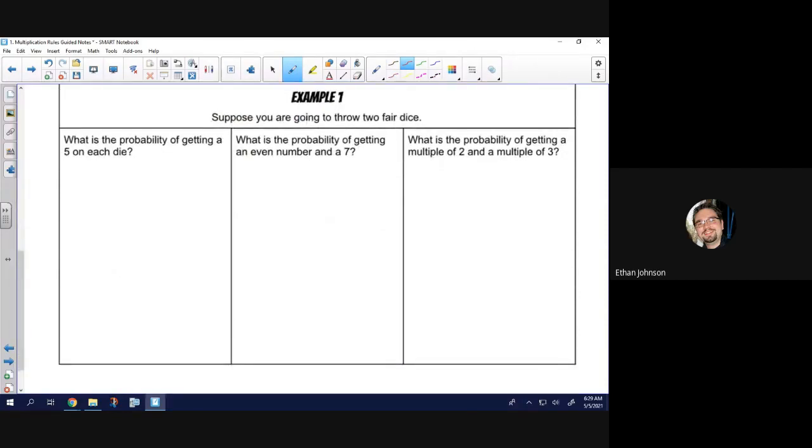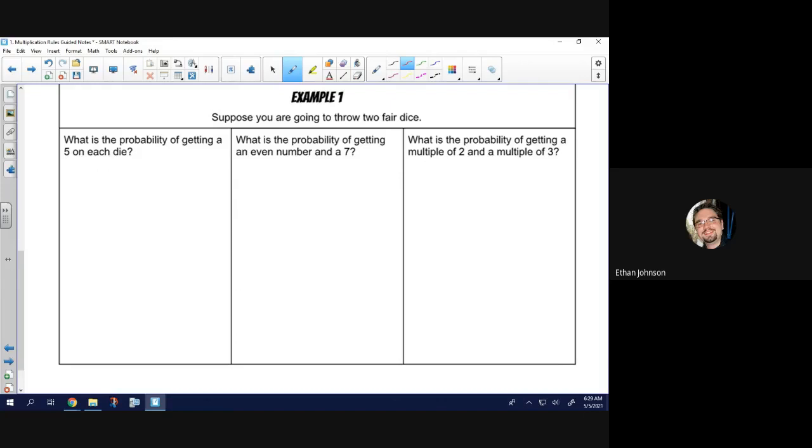So example 1, suppose you're going to throw 2 fair dice. Well, what is the probability of getting a 5 on each die? Now, because we're rolling 2 dice, I know that this is going to be independent because the first die, no matter what it is, does not affect the outcome of the second die.